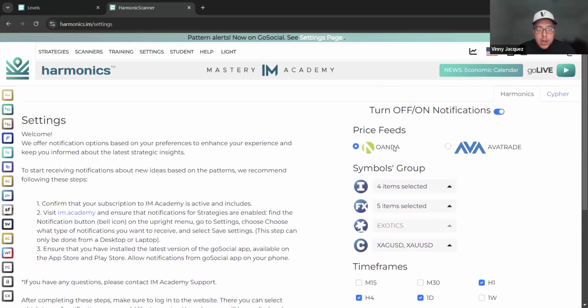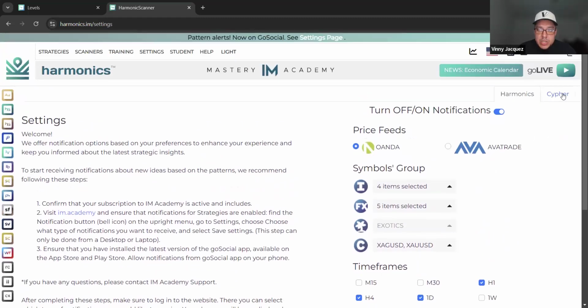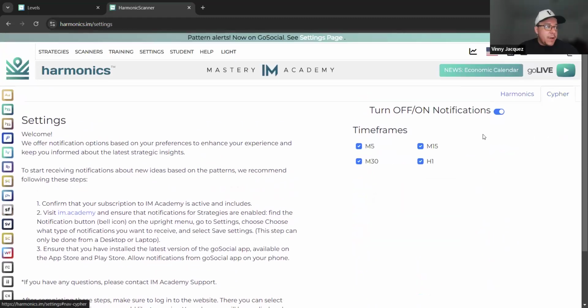So this is how you turn on your notifications and be specific with what you want to be notified with. And then you can see right here, we actually have a cipher section, right? So if we go here, you can actually be notified whenever there's a cipher setup as well. So I have it on the 5, the 15, the 30-minute, and the 1 hour time frame just because I want to look at the setups personally. But does this make sense to everybody so far?